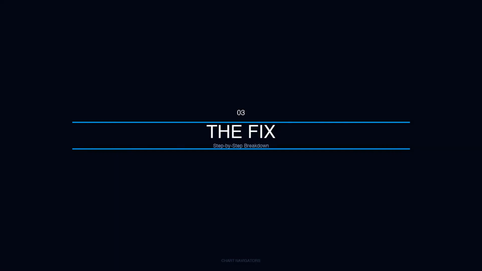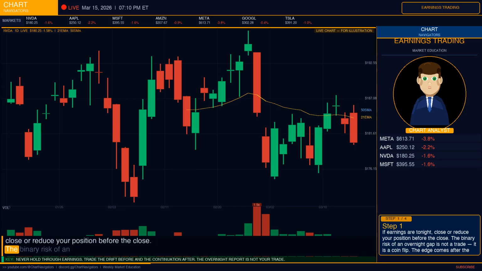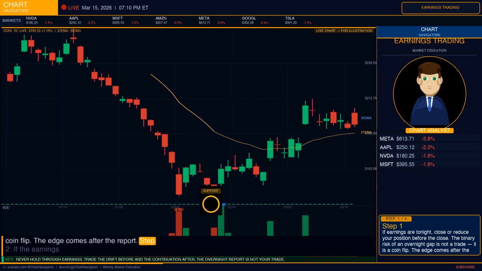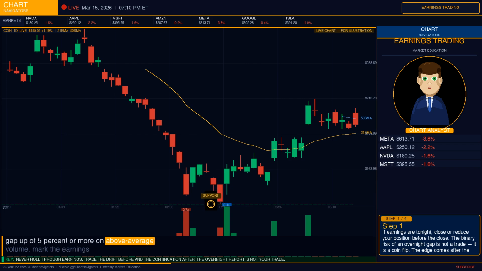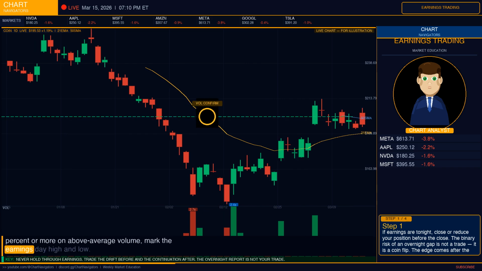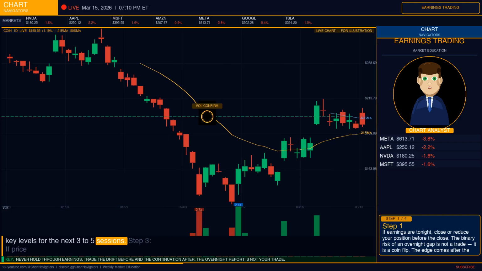Here is the exact framework. Step 1. If earnings are tonight, close or reduce your position before the close. The binary risk of an overnight gap is not a trade, it is a coin flip. The edge comes after the report. Step 2. If the earnings reaction is a gap up of 5% or more on above average volume, mark the earnings day high and low. These are your key levels for the next 3 to 5 sessions.